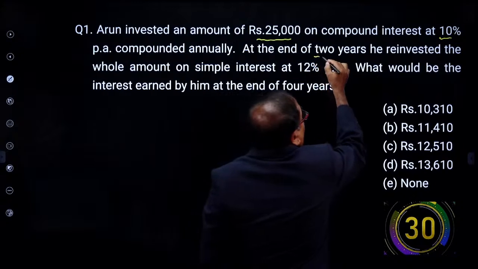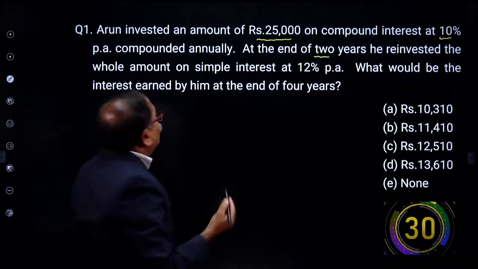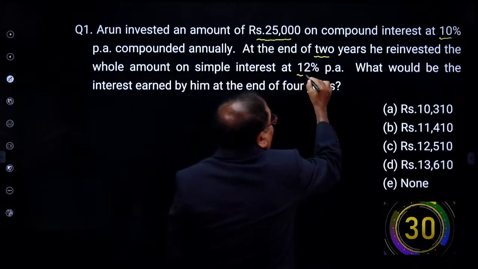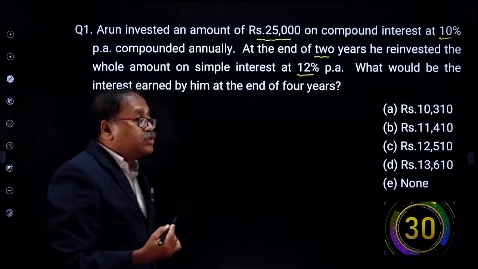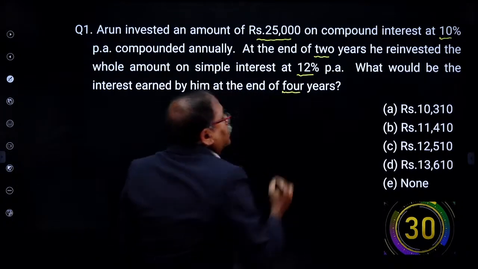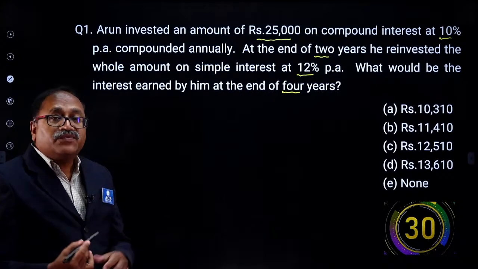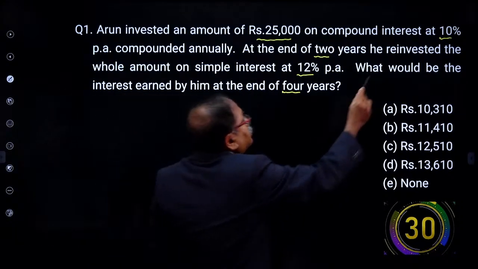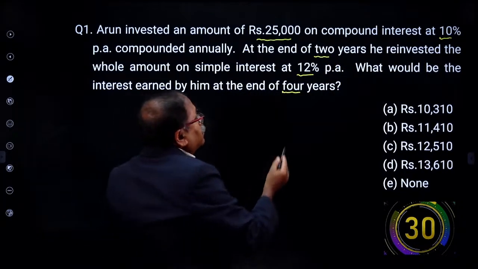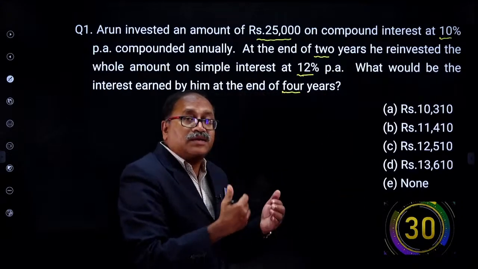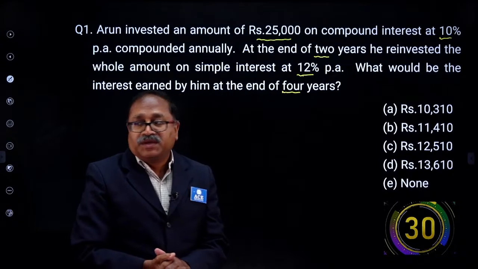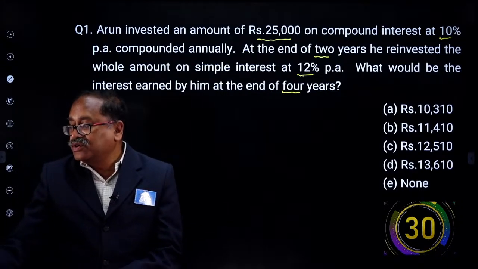At the end of 2 years, he reinvested the whole amount on simple interest at the rate of 12% per annum. So, what would be the interest earned by him at the end of 4 years? That means, how is it 4 years? The first 10% per annum compound interest for 2 years, and then followed by the 12% per annum for another 2 years. That's how the total 4 years comes. So think about the question, my dear friends.